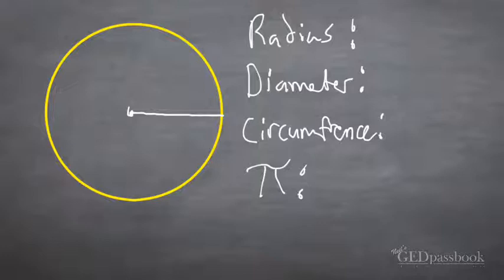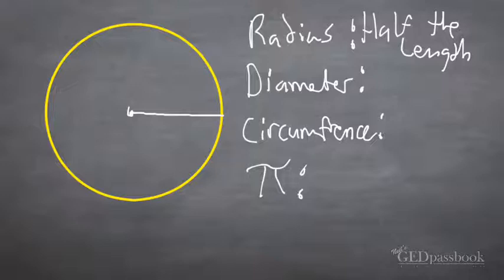The radius, my friends, is half the length of the circle. If you put a dot in the middle of the circle and you run a line from that middle point to the edge of the circle, and let's say it measures, I don't know, 3, that is its radius, 3. And the beauty of a circle is that that 3 is the same length all around. That's what makes it a circle, right? So that's what the radius is.